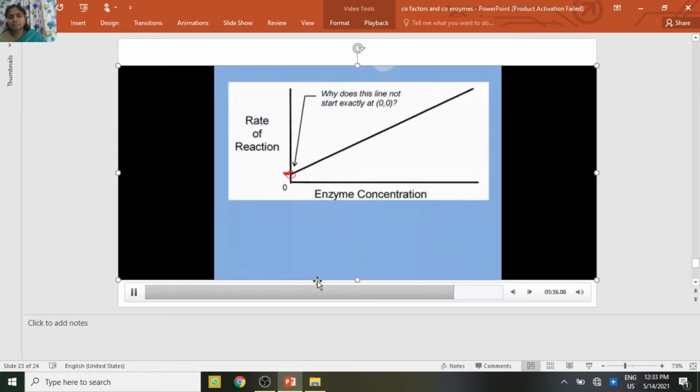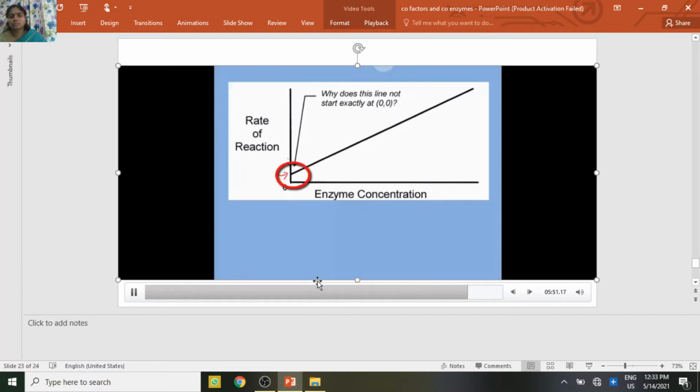Providing there's enough substrate, the more enzyme you add, the more substrate produced, and this limits the overall rate of the reaction. If you look at this graph, there's an interesting question here. Why does it not begin exactly at 0, 0?